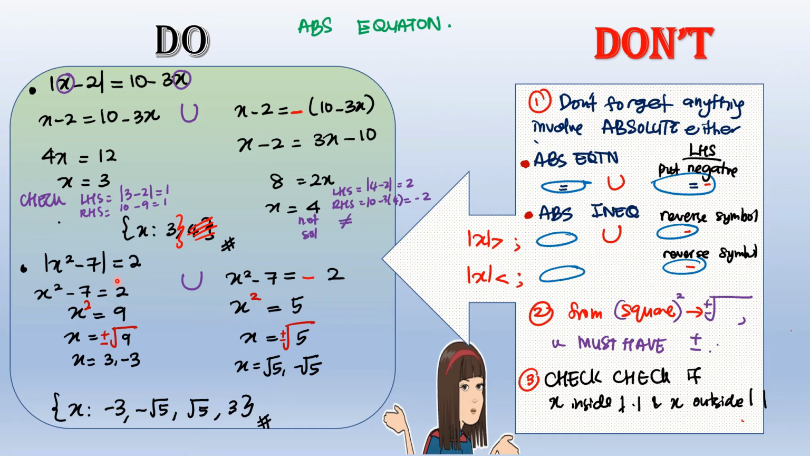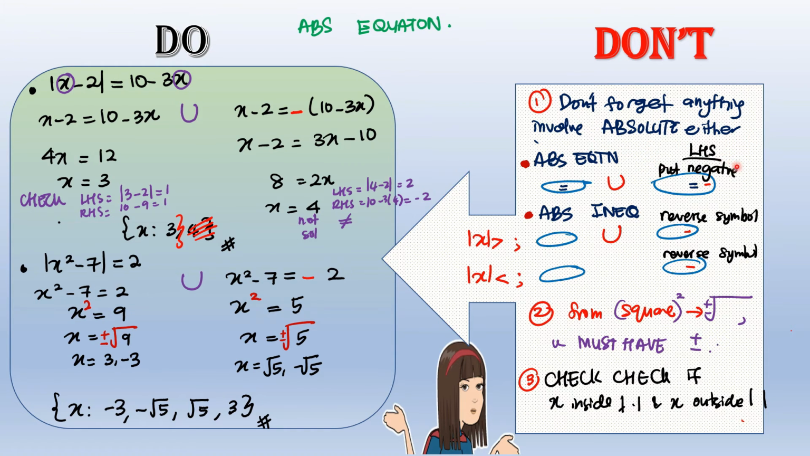Okay, we look at another absolute equation here. So we have positive 2, we have negative 2, so x squared equals 9. From square, you change to square root, you have to put plus minus. That's why you get 2 values here. So do we need to check all these 4 answers? No, you don't have x outside. Here you have x outside and x inside. For you to check, you have to have both, the two conditions.